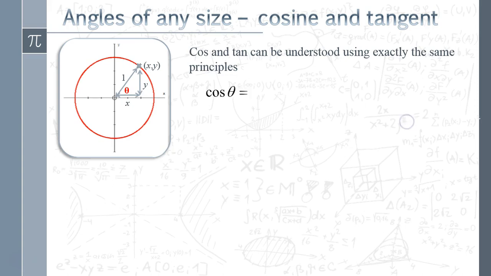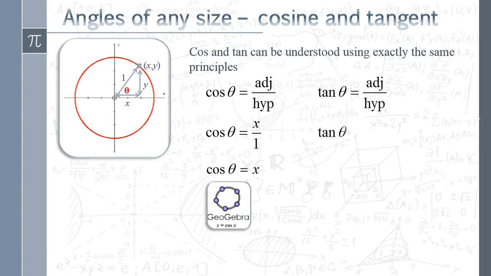Cos and tan, exactly the same idea. Cosine is the adjacent over the hypotenuse. So that means this time we're doing x over 1, so it's the same length as the adjacent side. So we've got cos theta equals x.